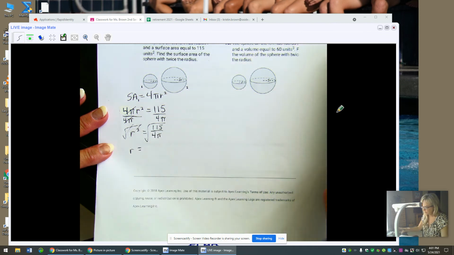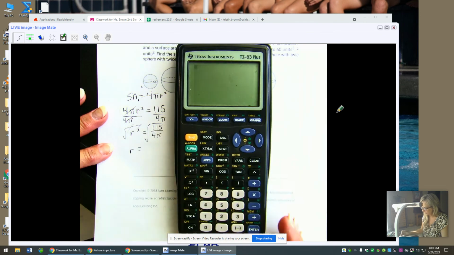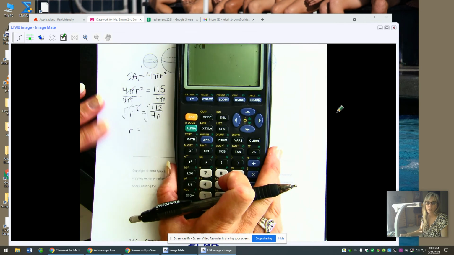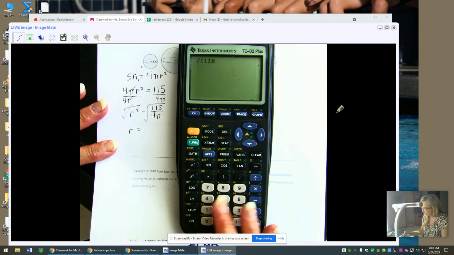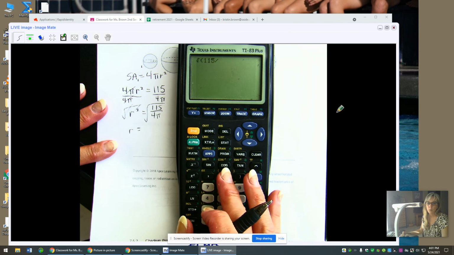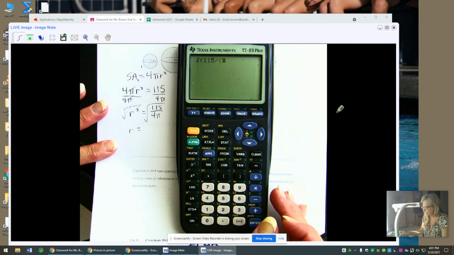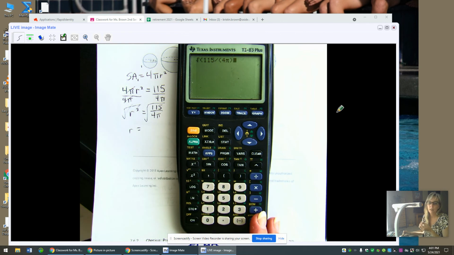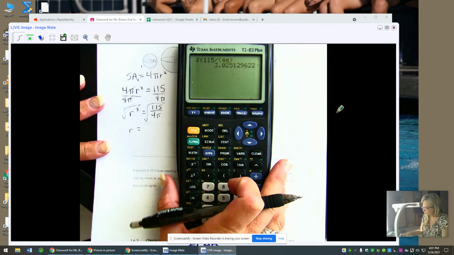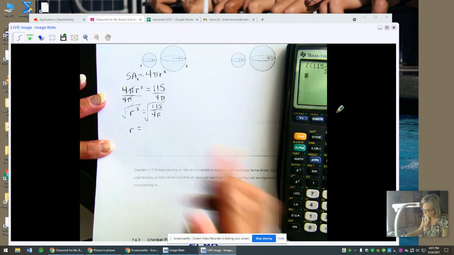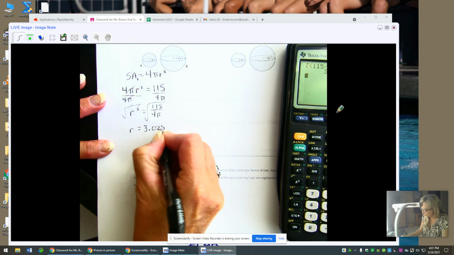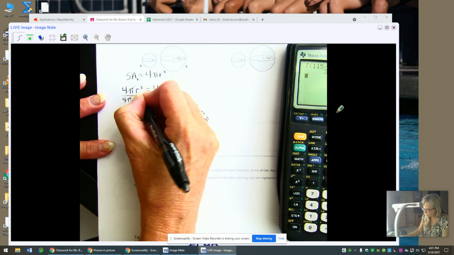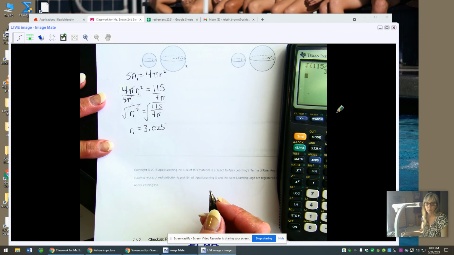But let's find the estimated answer. We have to put all that in at once. So we'll start with our square root, and then 115 divided by 4 pi. That fraction has more than one component in the denominator, a 4 and a pi, so I'm going to surround it with parentheses to keep it all together. Hit enter, and we get 3.025. We'll take it a little further since we're going to use this for something else. 3.025 is the radius for sphere 1.